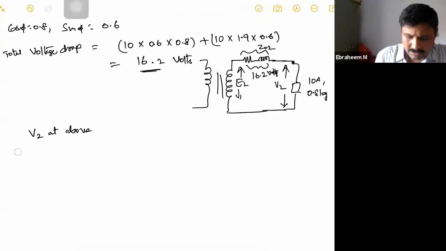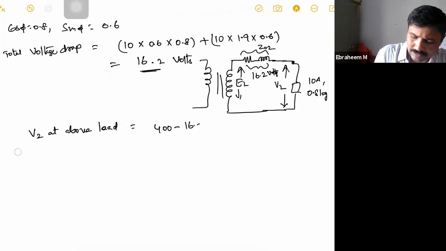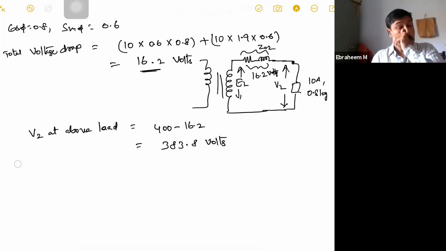So voltage at the above load, V2, is equal to 400 minus 16.2. That is how much? 383.8 volts. Okay. So in any machine, whether DC generator, AC generator, or transformer, as the load increases, its voltage slowly comes down.